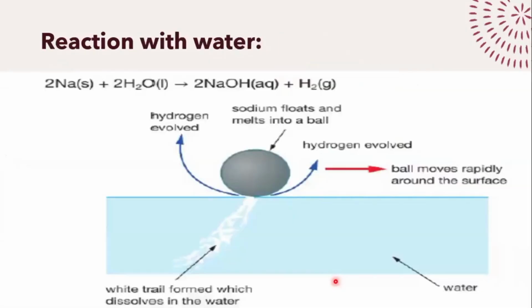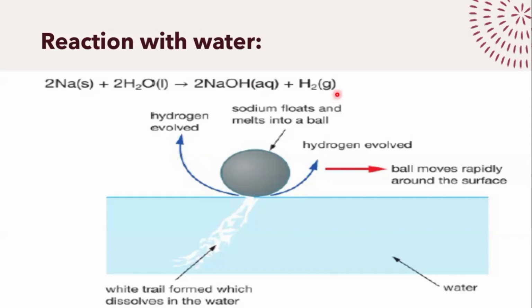Then, another important reaction is the reaction of those metals with water. Now, in the reaction, we generally get an alkali and hydrogen gas. We get an alkali, a base, and hydrogen gas. You guys can learn it: if we take a metal and react it with water, we will get an alkali and hydrogen gas.